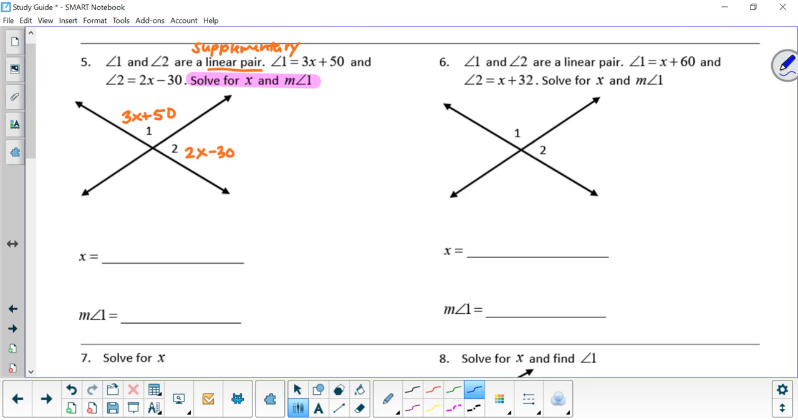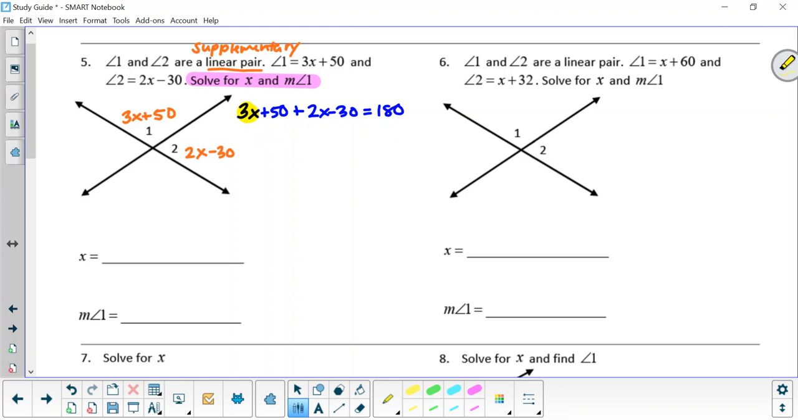So I first have to realize that they are supplementary angles, which means I need to add them together. So 3x plus 50 plus 2x minus 30 equals 180. They are not across from each other. They're right next to each other. So that's why I'm equaling them to 180.